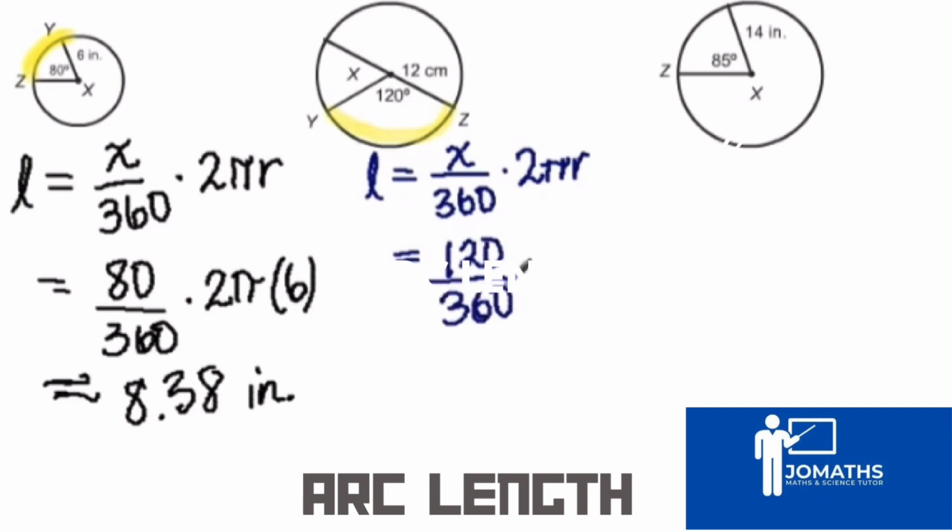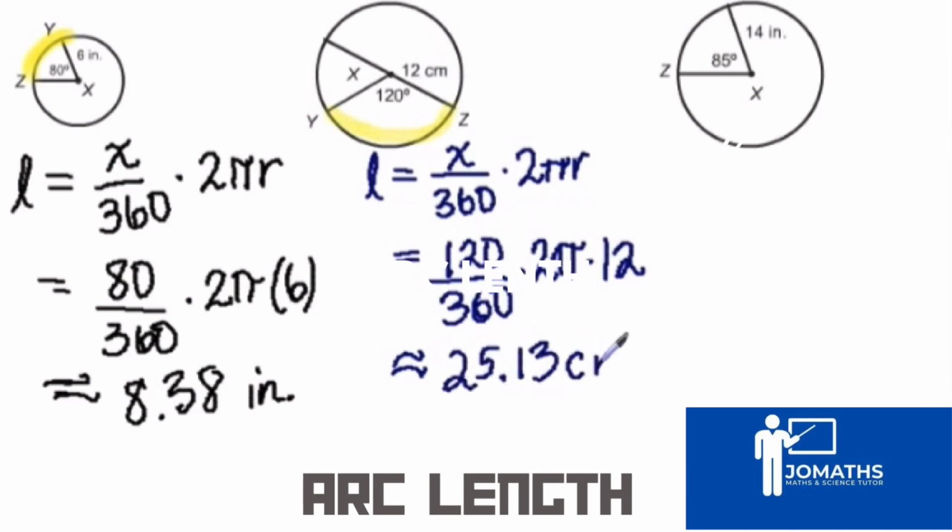360 degrees in the entire circle, and we'll multiply by 2 times pi times the radius, which in this case is 12 centimeters. Since we're asked to round to the nearest hundredth, we'll take 120 divided by 360 and multiply by 2 times pi times 12, which is approximately 25.13, and our units in this case were centimeters.